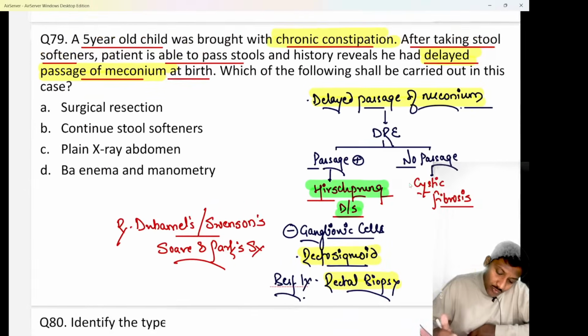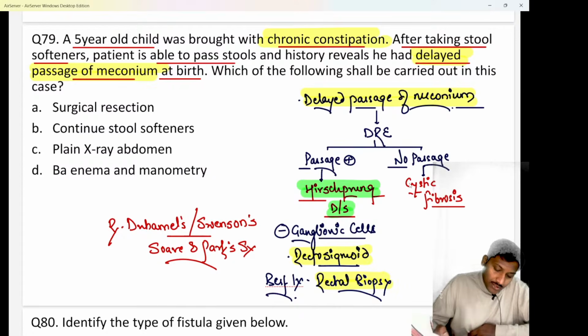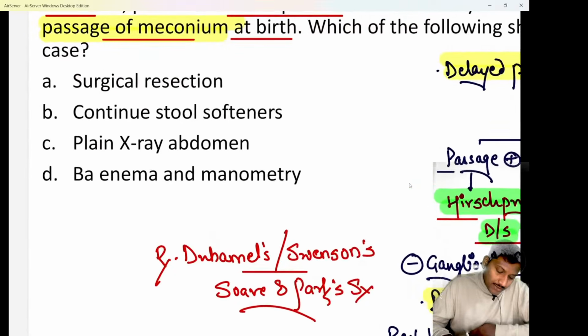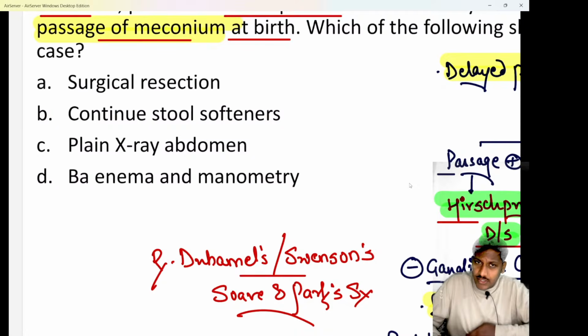Now they have asked what is going to be carried out in this case. Option A says surgical resection. Yes, we will carry out surgical resection, but not immediately. First, let us confirm the diagnosis, whether it is a case of Hirschsprung's or not. Option B says continue stool softeners. You're not going to keep the patient on stool softeners lifelong. You have to treat the condition, and for that you need to diagnose the condition first.